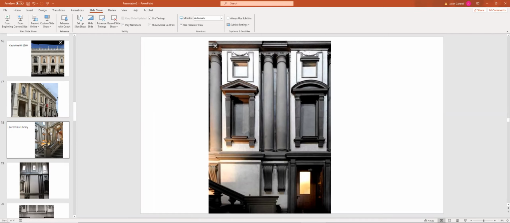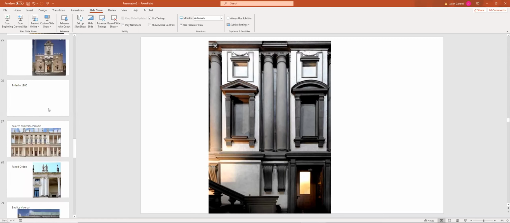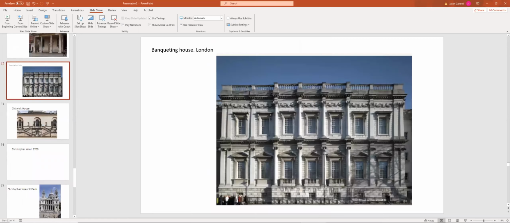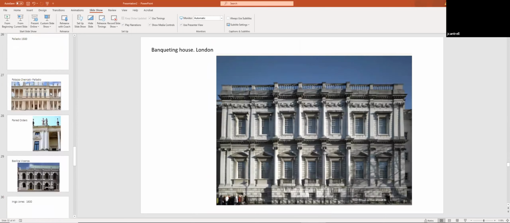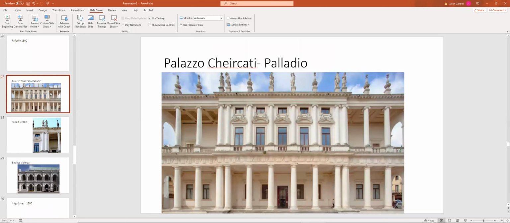Margaret has said, I'm interested in learning more about the window hoods on the Banqueting House in London and the Palazzo, I'm going to mispronounce this, Girardi. There are alternating triangular and domed window hoods. Is there any more background on that?